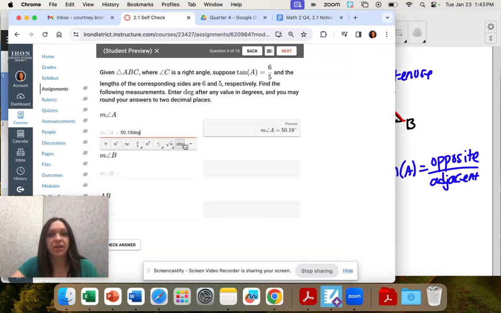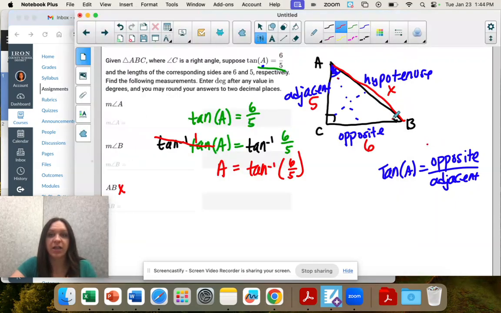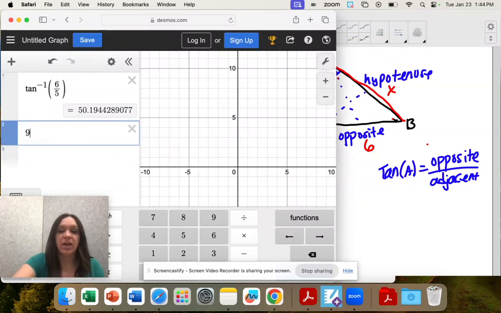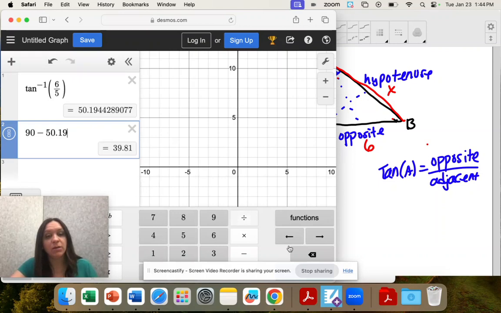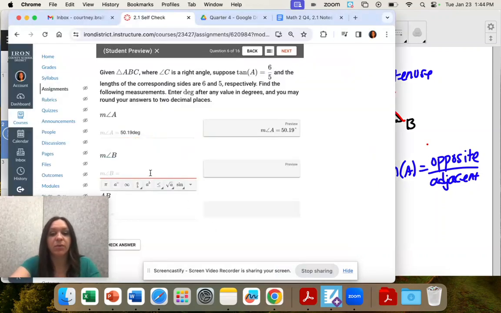degrees. And then remember the two other angles that are not the right angle, those add to 90. So I'm going to take 90 minus angle A, and that's going to give me angle B. So 39.81.